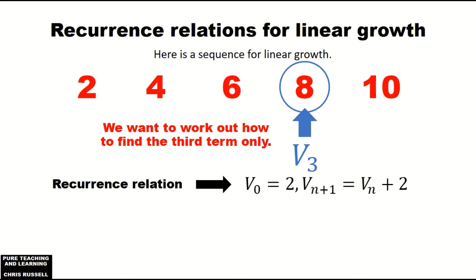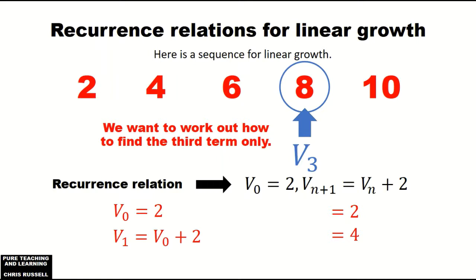So we look at the recurrence relation. Our initial value is 2. Then every term after that we are adding 2. So our initial value, V0 equals 2. We know that equals 2. And the way we can write this process is the following. V1 equals V0 add 2. We know that equals 4.